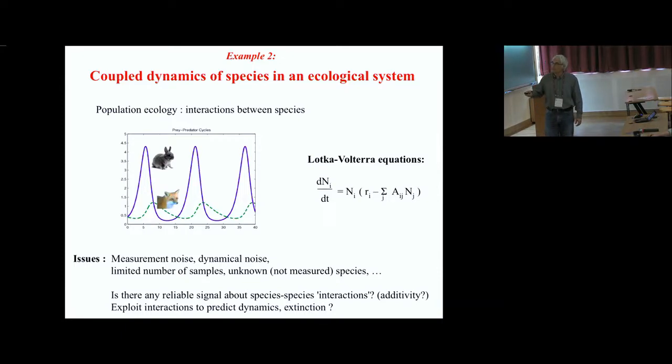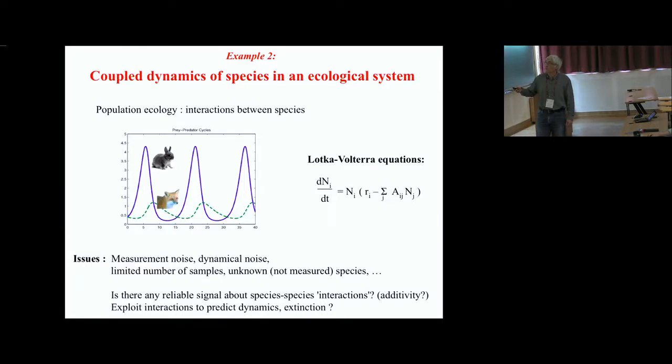The populations are changing over time, and you have to understand how you can reconstruct the interaction between the species from the observation of these populations. So a very basic model for that is called the Lotka-Volterra model in ecology.